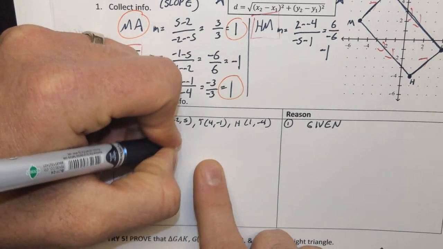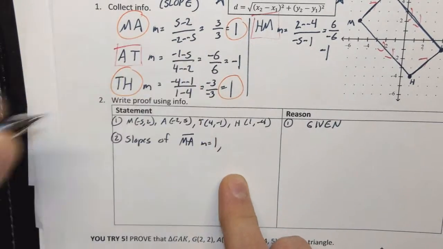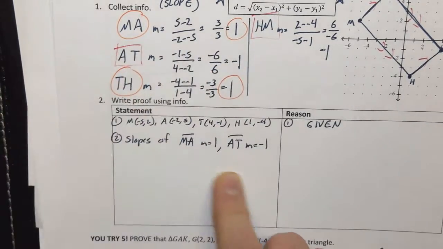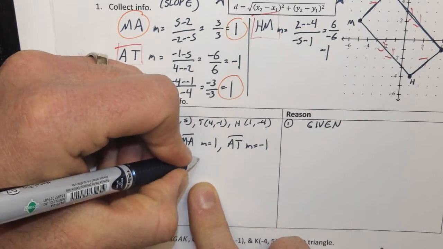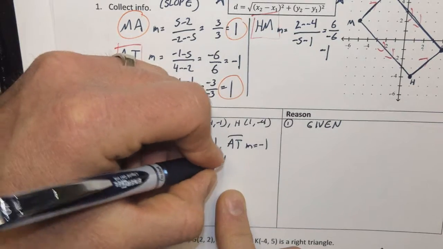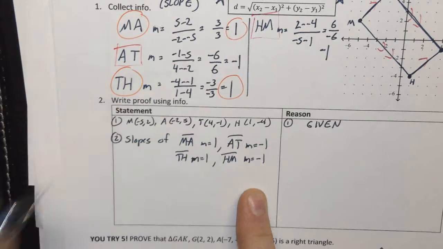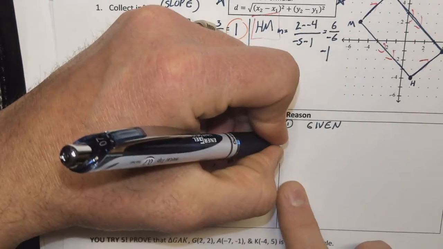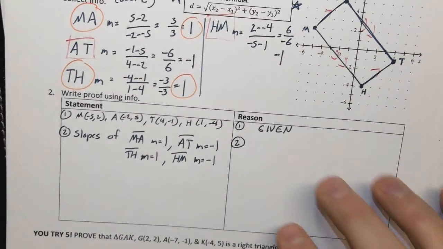So I'm going to say slope of MA, M is equal to 1, and then I'm going to do AT, M is equal to -1. I'm going to do TH, M is equal to 1, and I'm also going to do HM, M is equal to -1. Now this looks really nice. You can see how it's very organized. Okay, so what was the technique that we used? What's our reason for this? And basically this is just the slope formula, or the definition of slope.